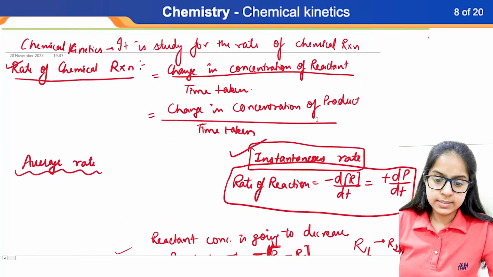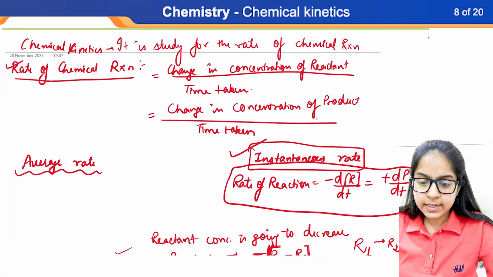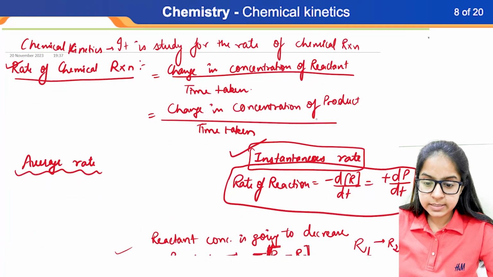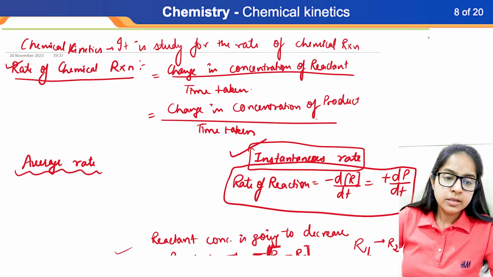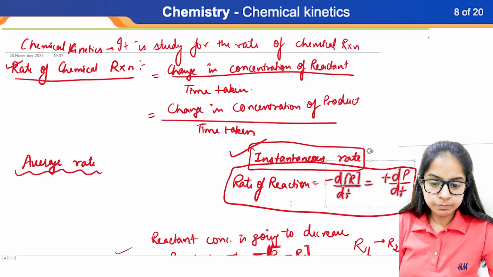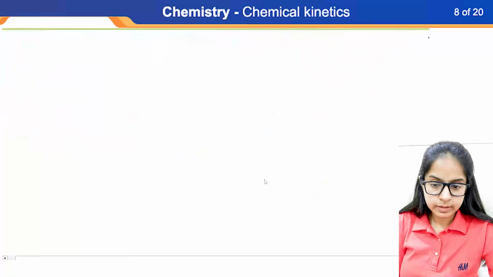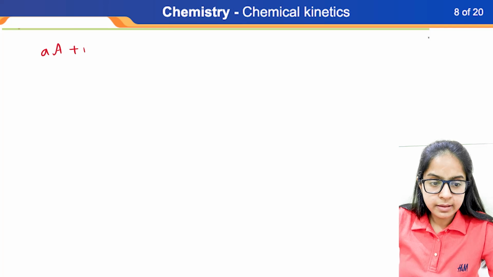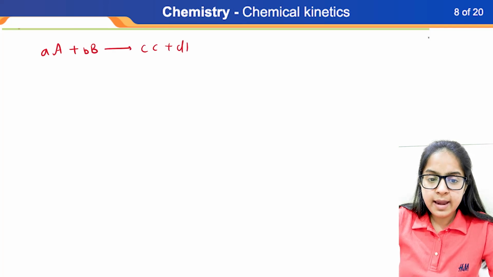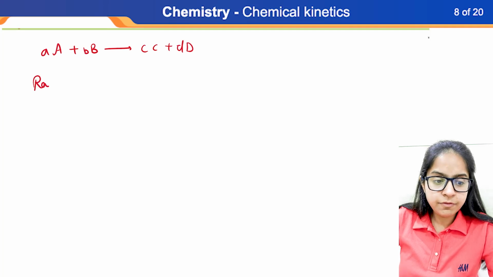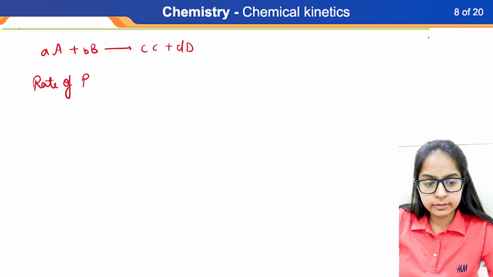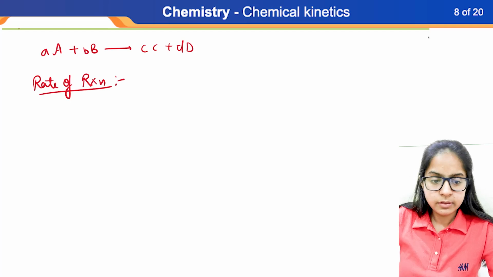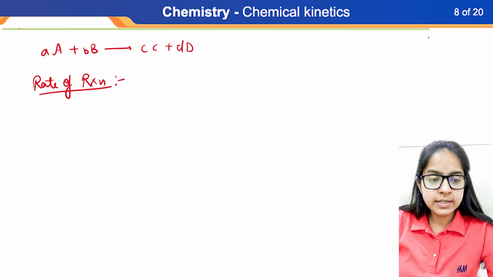Now the next one is instantaneous rate. See, it's an instantaneous rate. Instantaneous rate means at a particular time. So if I want to explain to you, suppose I have this reaction aA + bB → cC + dD, and I want to write the rate of reaction for this particular reaction. How can I write it in terms of instantaneous rate?